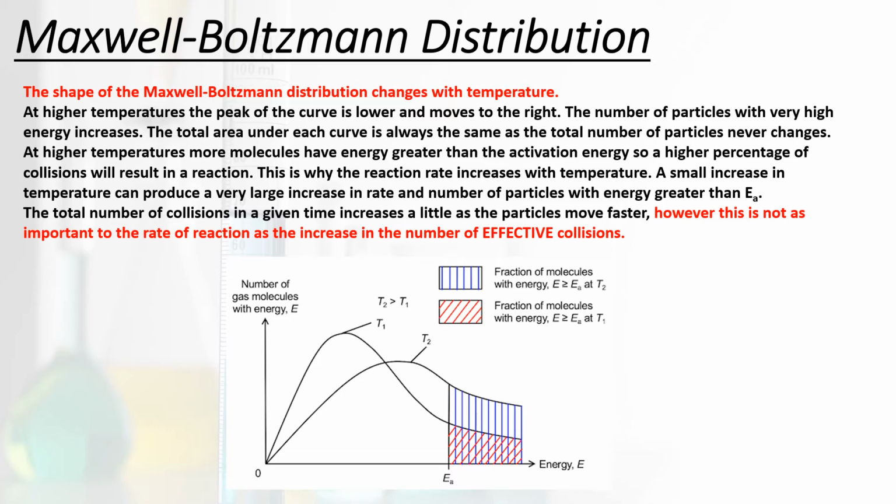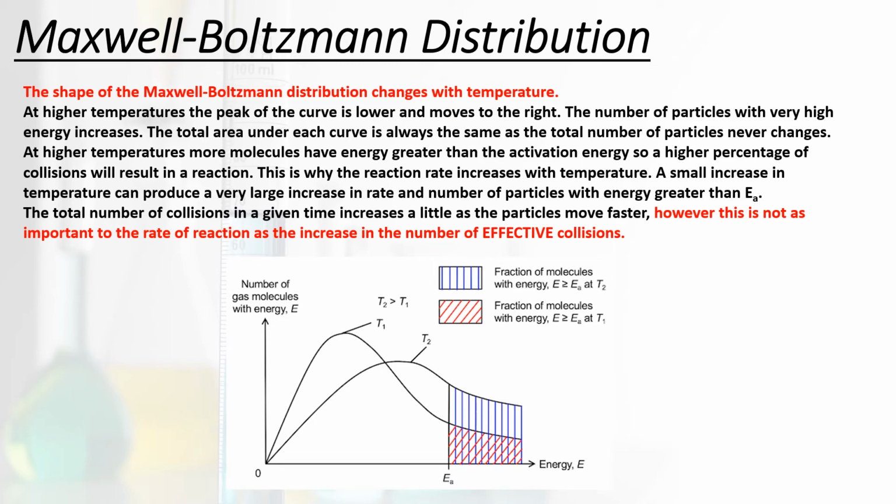And so if we increase the temperature, the molecules tend to move faster, they now have more energy, and so the total number of collisions in a given time increases a little bit. However, this is not as important to the rate of reaction as the increase in the number of effective collisions, i.e. we have to have not only the particles moving a bit quicker, and so therefore colliding more, but it's the fact that more particles now have energy greater than the activation energy, and therefore they are effective collisions.